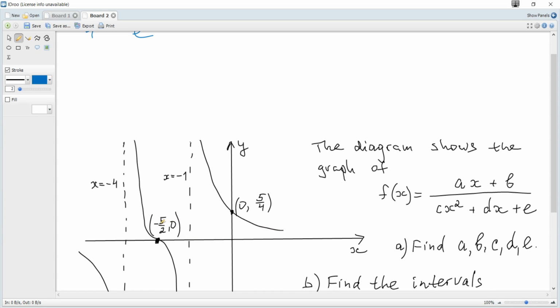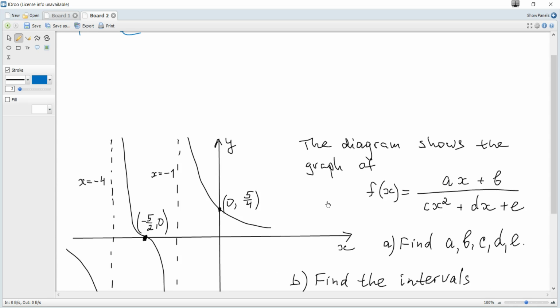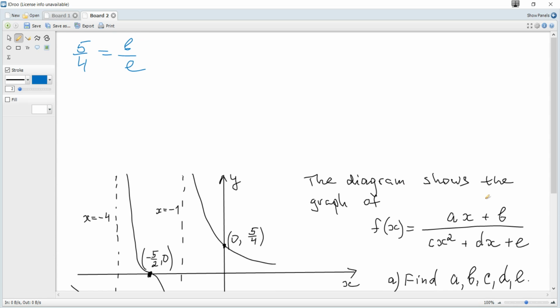y is 0, when x is negative 5 over 2, but function is a fraction, and fraction is equal to 0 when numerator is equal to 0, but denominator cannot be equal to 0. So ax plus b must be 0 when x is negative 5 over 2. So 0 is negative 5 over 2 a plus b.